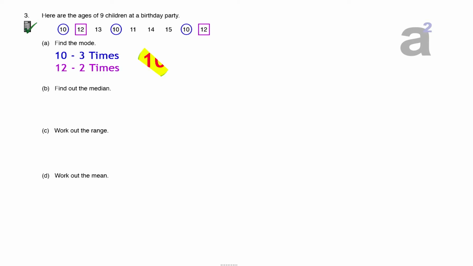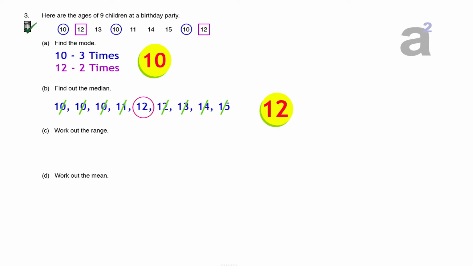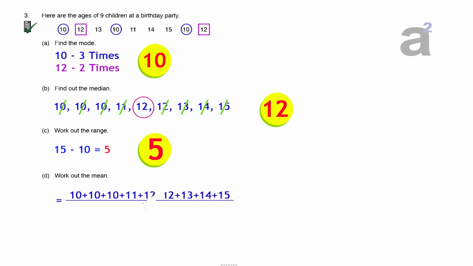Here are the ages of 9 children at the birthday party. Find the mode. So in this data, 10 is occurring 3 times, 12 is occurring 2 times. So the most occurring one is 10. 10 is the mode. Find the median. So let's write these numbers in order. So the middle number is 12. That's the median. Work out the range. Range means the highest minus the lowest. That is 15 minus 10, which is 5. Work out the mean. So we have to add everything and divide by the number of numbers. So it's 11.9.